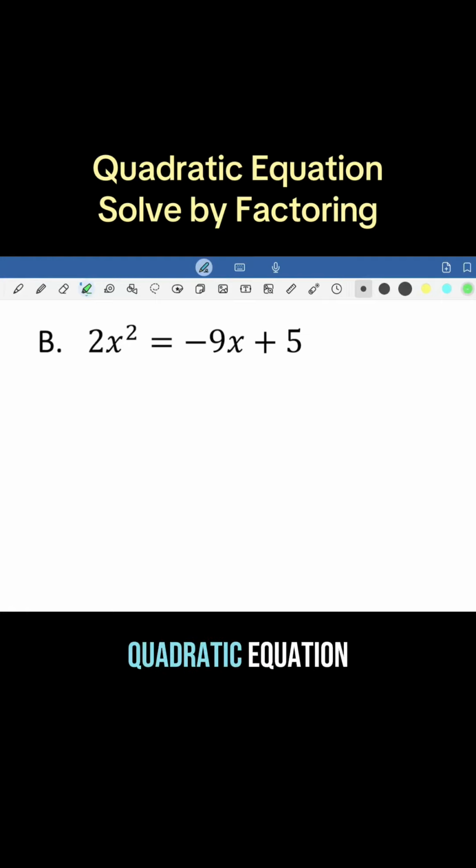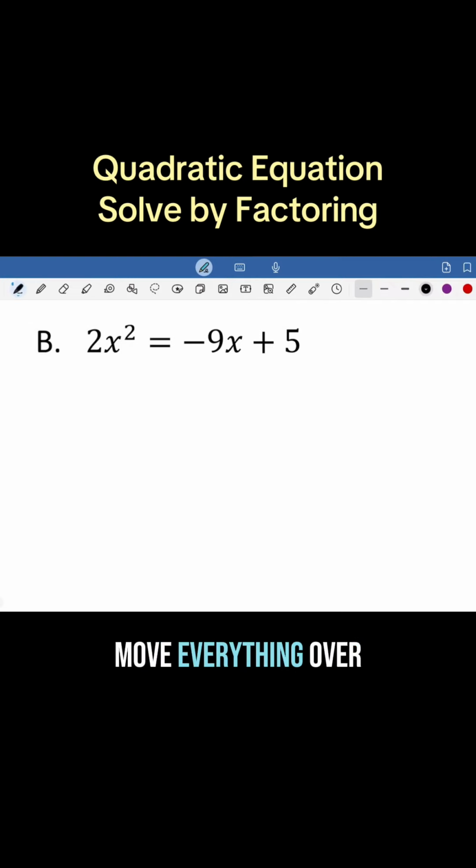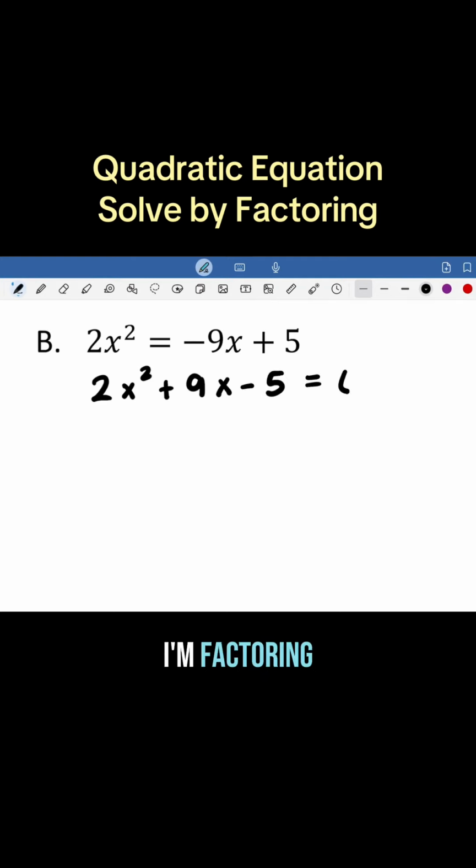Let's do another quadratic equation. We need to solve this by factoring. At the very beginning, we want to make sure our equation is set equal to 0. So I'm going to move everything over to meet my x squared term, just because I want my x squared term to stay positive when I'm factoring. So I'm going to have a positive 9x and then also a negative 5 on that left side.